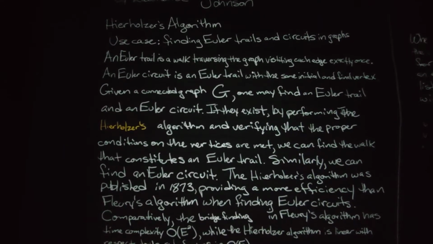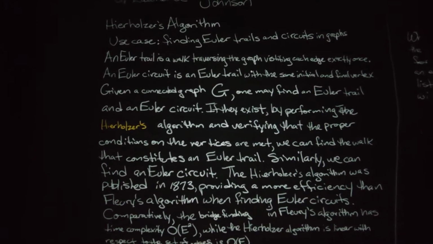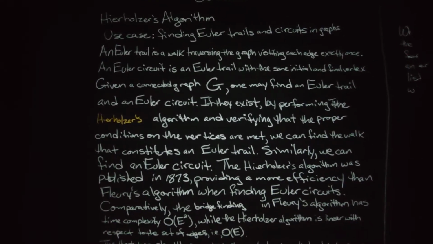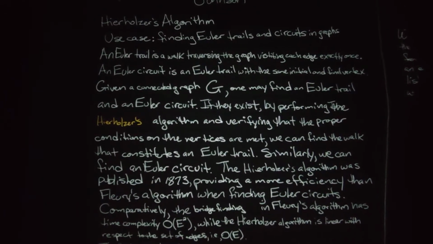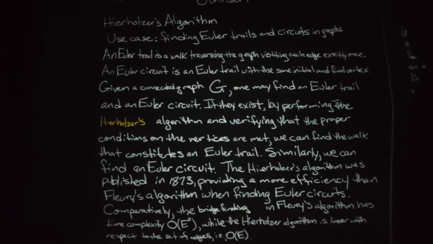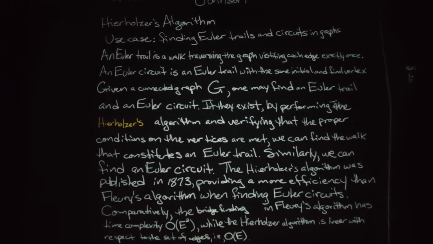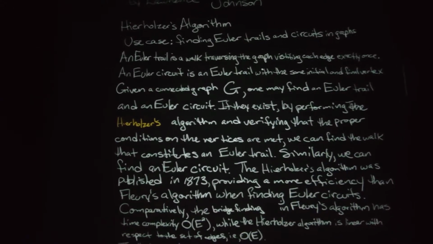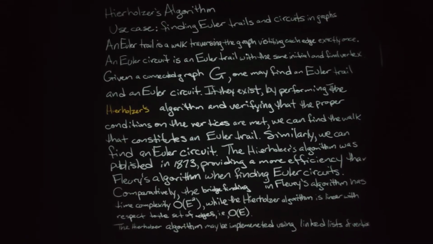Hierholzer's algorithm has a primary use case for finding Euler trails and circuits in graphs, provided that these graphs are connected. A Euler trail is a walk traversing the graph using each edge only once. A circuit is the Euler trail with the same initial and final vertex. So if we have a connected graph, we can find a Euler trail and a Euler circuit if they exist, as long as we have a few conditions on the graph.